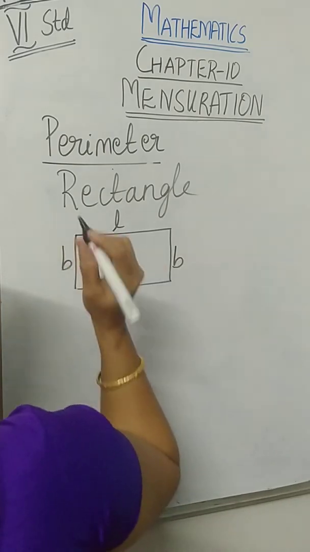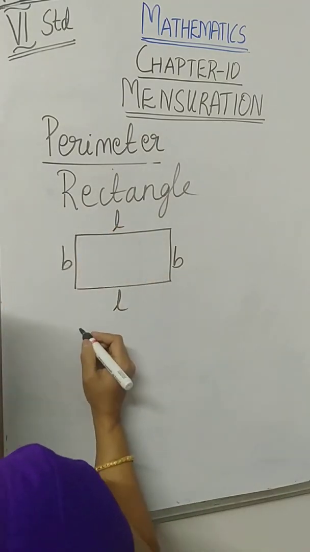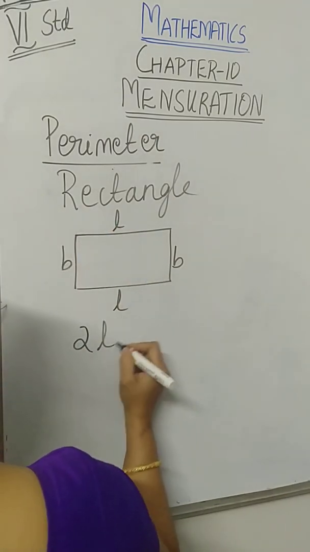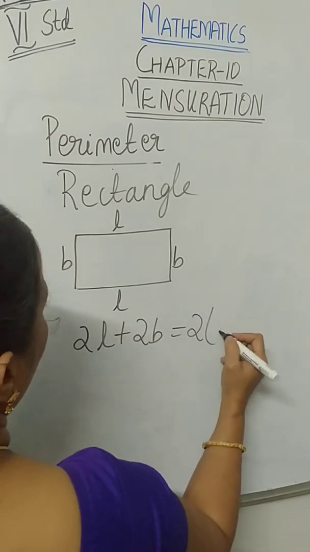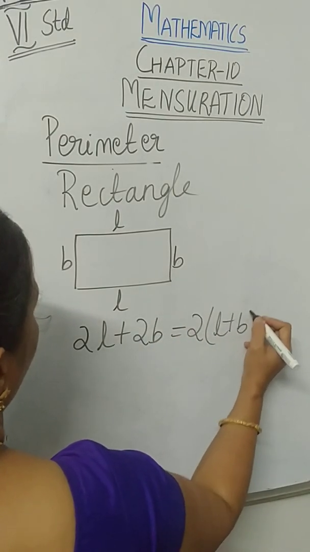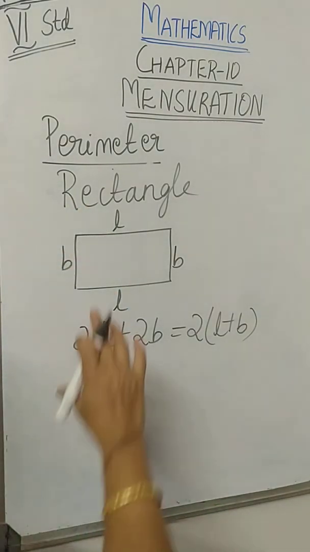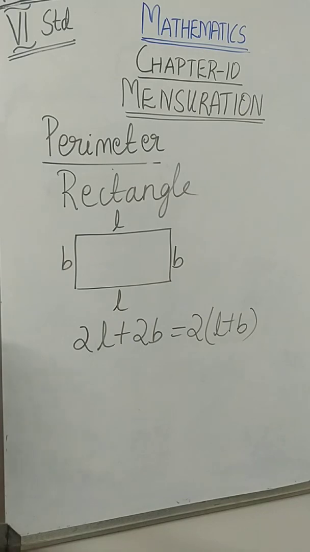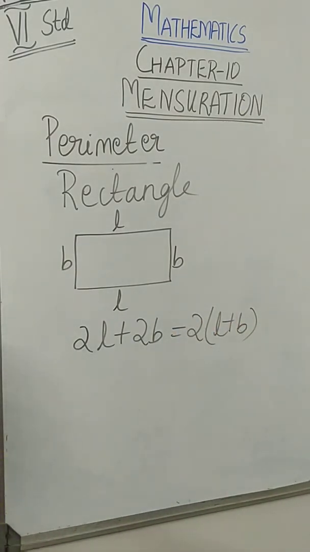These are breadths. So total sum of all the sides is, that is 2L plus 2B. Or we can even write it as 2 into L plus B. That is the formula for perimeter of a rectangle. Because it has got 2 lengths and 2 breadths, the formula is 2L plus 2B or 2 into L plus B. Okay?